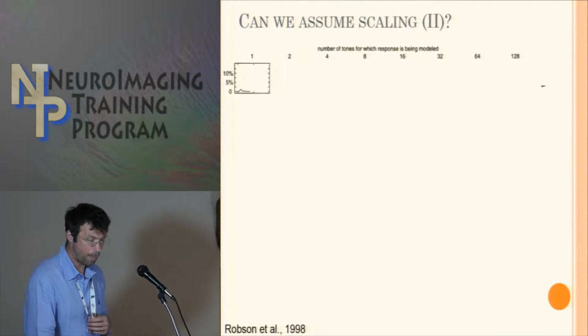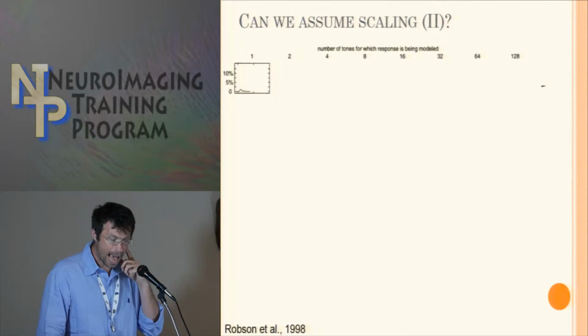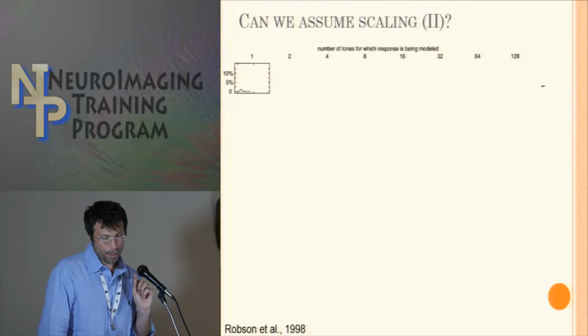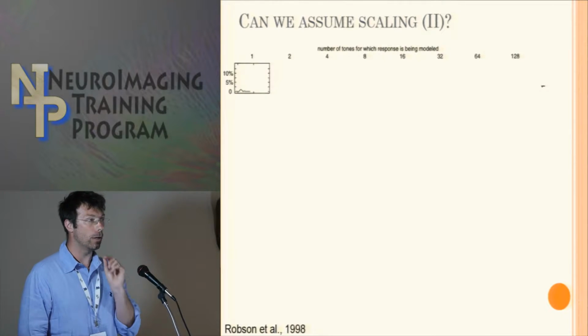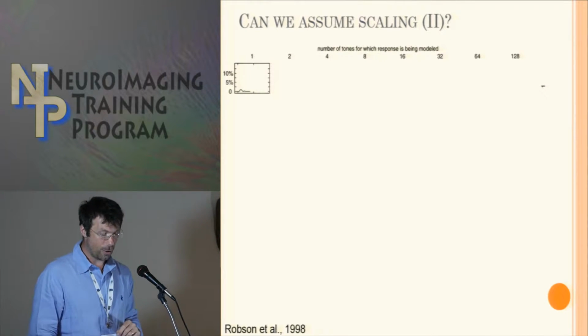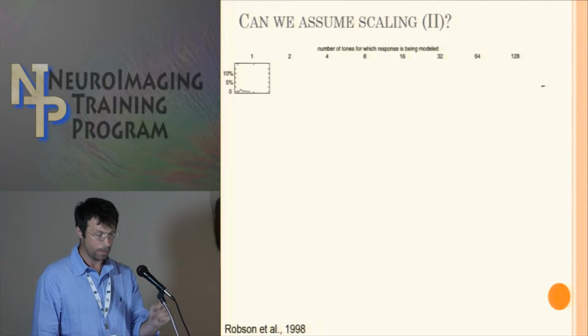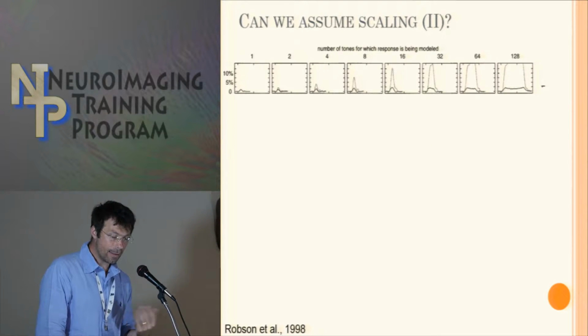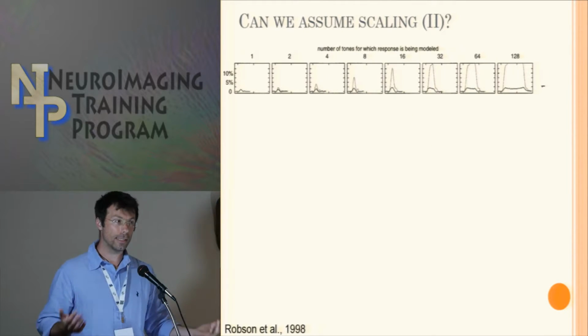So, can we assume scaling? That's the right sort of question. Well, here's a beautiful experiment that really breaks it down. And the interesting thing is that if you look at this data, you can almost come up with an envelope where scaling might be a reasonable assumption to make. Now, this is Robson and colleagues, and they did something very ingenious.